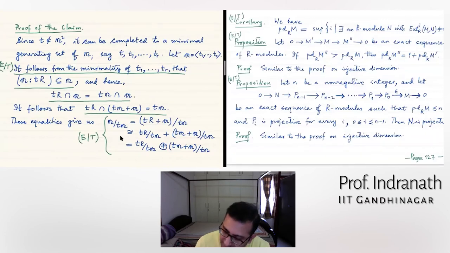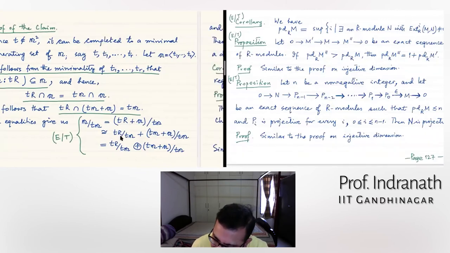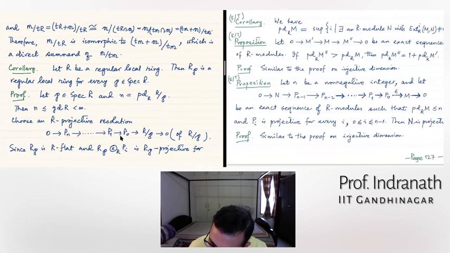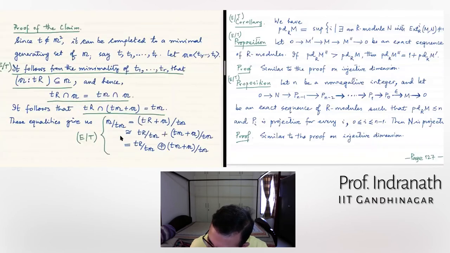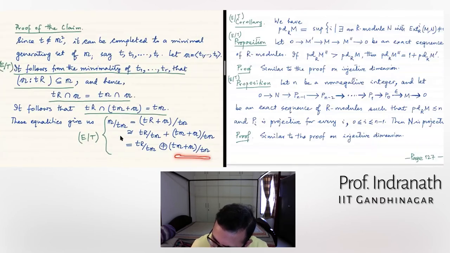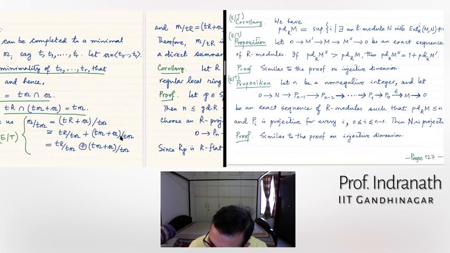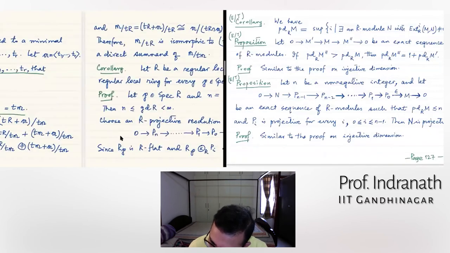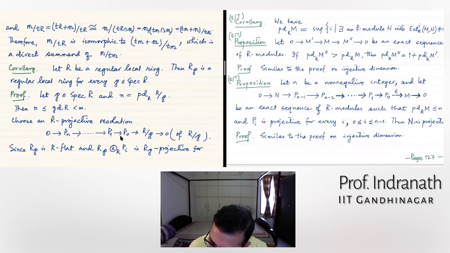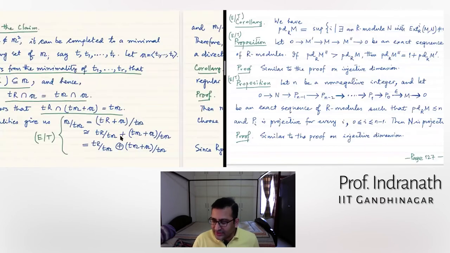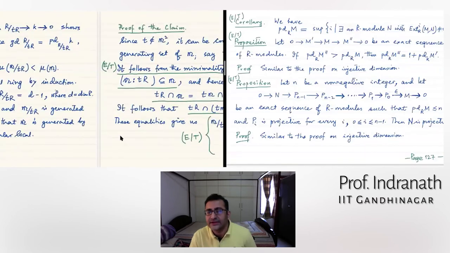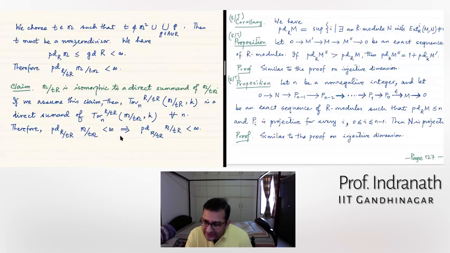Okay. So just modulo these checkings, what you are doing is the following. You have this M mod TR sitting as a direct summand of M mod TM, because M mod TR is actually isomorphic to this. And once you have that, then you can safely apply the TOR condition to conclude that the projective dimensions are finite. Okay, so this is the idea.